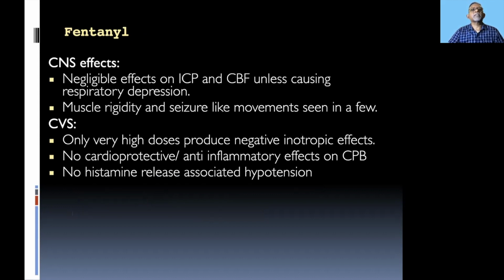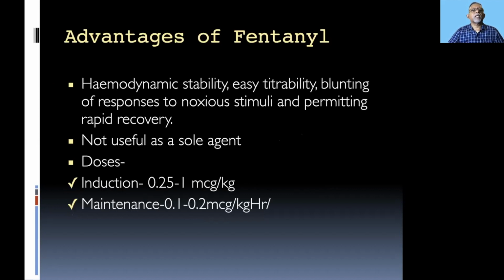Negligible effects on the CNS; ICP and CBF are undisturbed. Muscle rigidity and seizure-like movements are seen in a few and can be avoided by a smaller induction dose. Only a very high dose may produce a negative inotropic effect on the heart. Advantages of fentanyl are hemodynamic stability, easy titrability, blunting of responses to noxious stimuli, and permitting rapid recovery. Not useful as a sole agent. Doses are induction 0.25 to 1 microgram per kilogram, and maintenance 0.1 to 0.2 microgram per kilogram per hour.